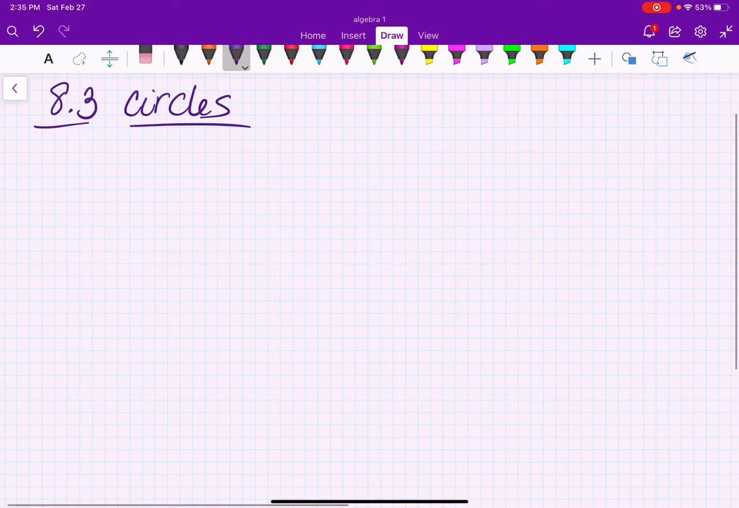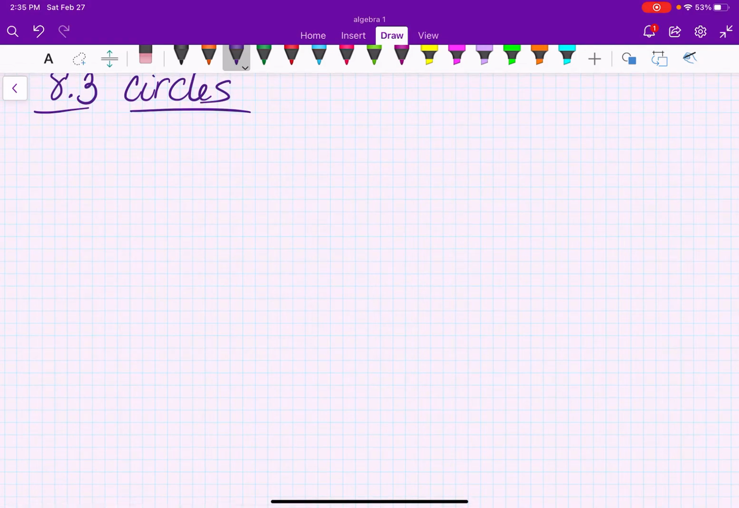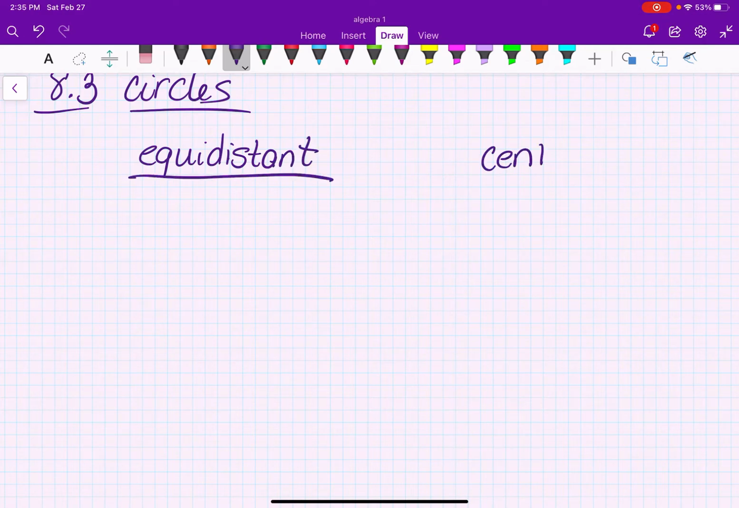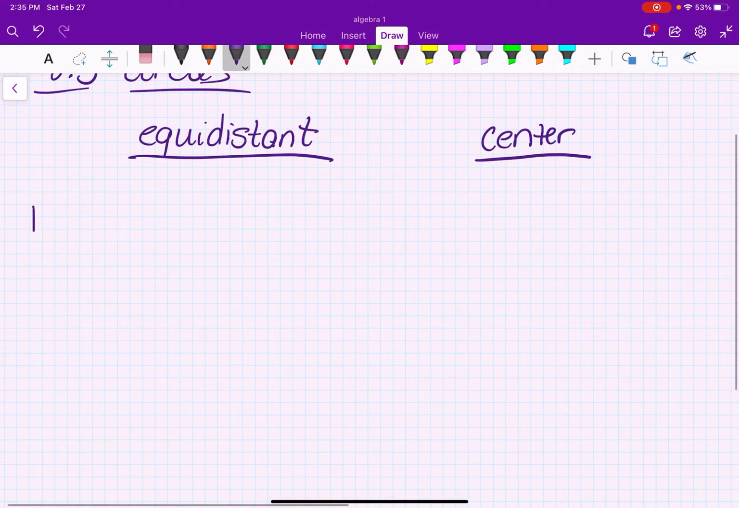On your notes, it says a circle is the set of all points in a plane that are equidistant from a point called the center. I'm not going to write the whole thing out just to save us some time. Okay? Here's the equation of a circle.